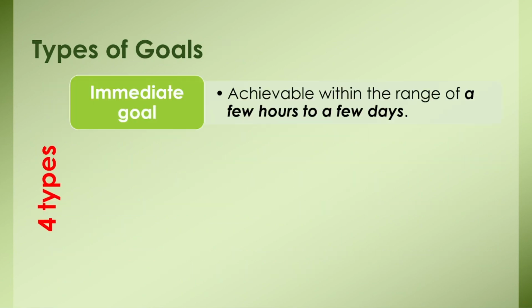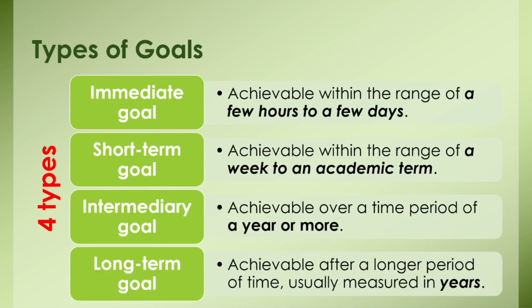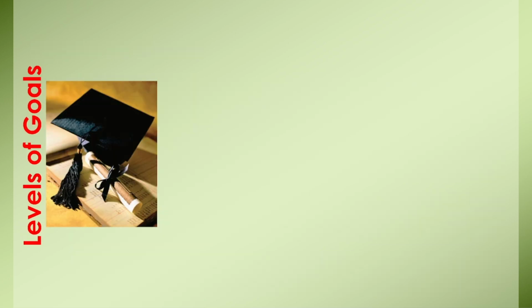We said that there are 4 types of goals. The first type is the immediate goal, whose range of time is a few hours to a few days. The short term, week to an academic term. The intermediary goal, up to 1 year or more, 1 or 2 years, for example. The long-term goal will be achieved within years. It needs years actually to be achieved, like graduating with an excellent grade in the MD program, after 6 years from now.